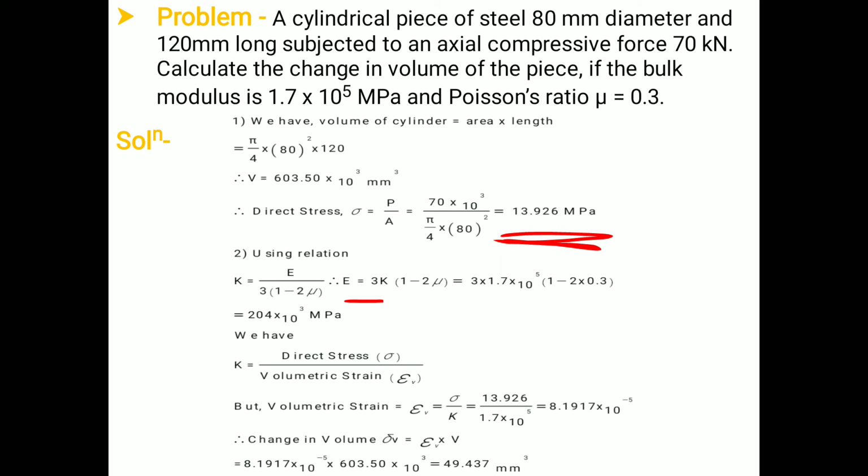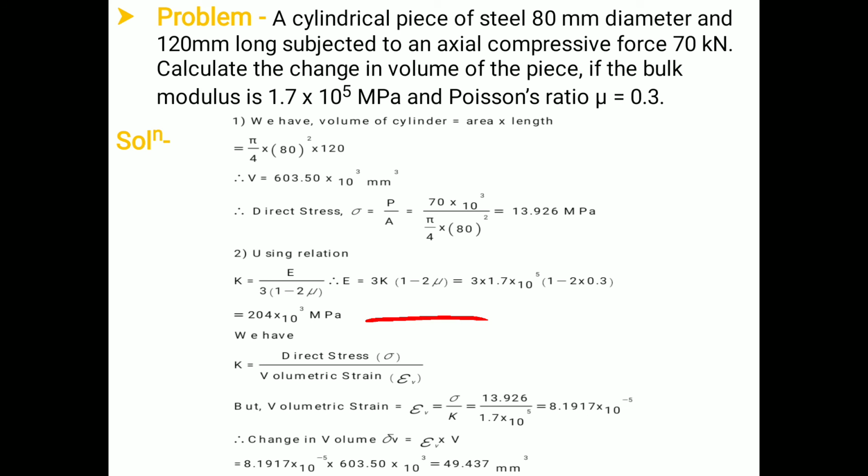Once you know the value of direct stress, we are going to use the relation E is equal to 3 K into (1 minus 2 mu). This relation we have already discussed in the previous lecture. Therefore we have E is equal to 3 into the value of K, which is 1.7 into 10 raised to 5 MPa, into (1 minus 2 into 0.3). After this relation we have the value of E which is equal to 204 into 10 raised to 3 MPa.